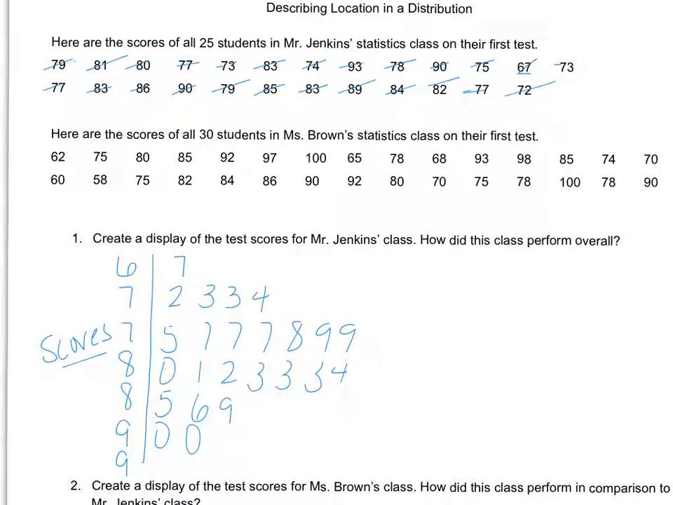1, 2, 3, 4, 5, 6, 7, 8, 9, 10, 11, 12, 13, 14, 15, 16, 17, 18, 19, 20, 21, 22, 23, 24. I'm missing someone. All right, so let's check again. All right, so I was missing the 93.